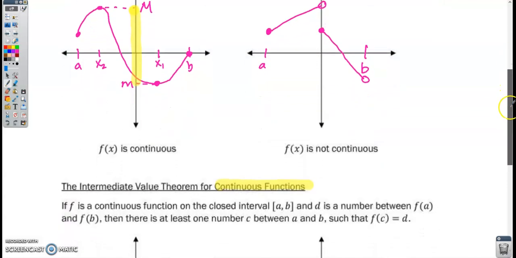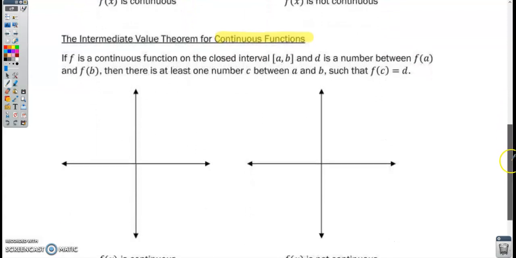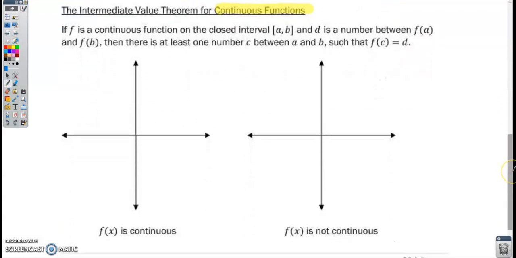On to the Intermediate Value Theorem for continuous functions. If f is a continuous function on the closed interval from a to b, and d is a number between f of a and f of b, then there is at least one number c between a and b such that f of c equals d.